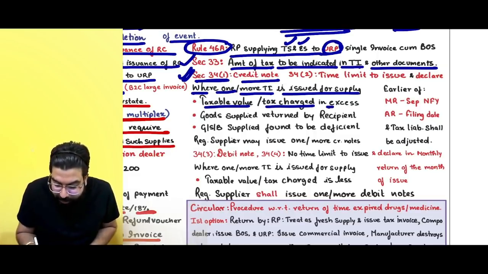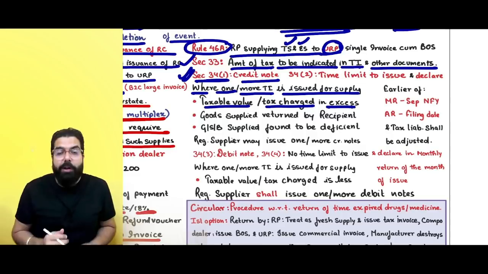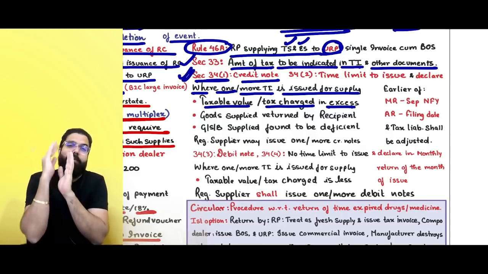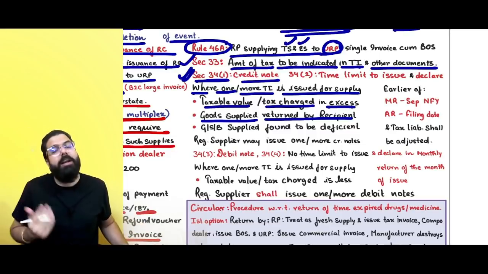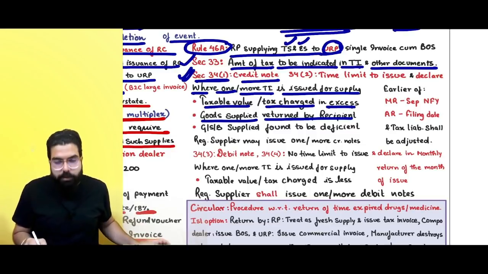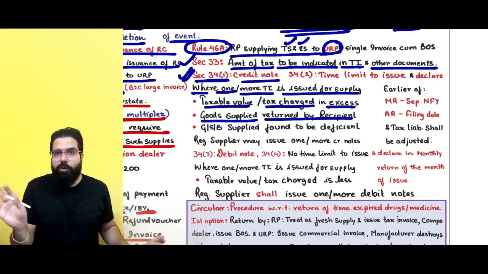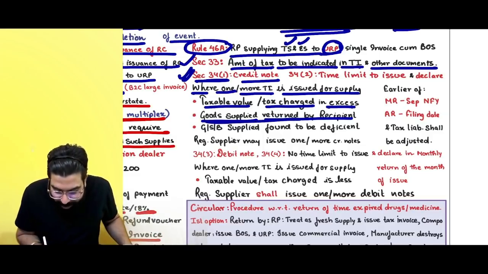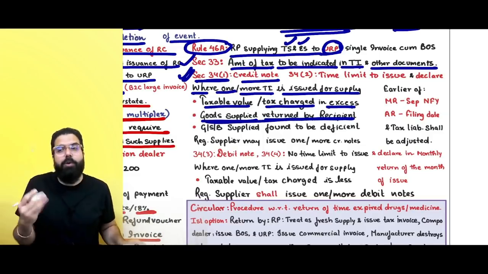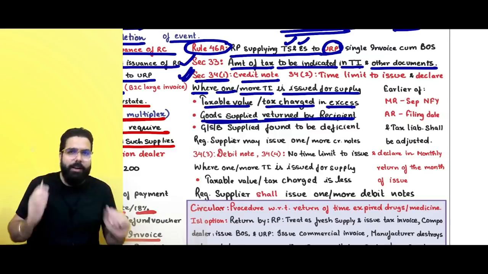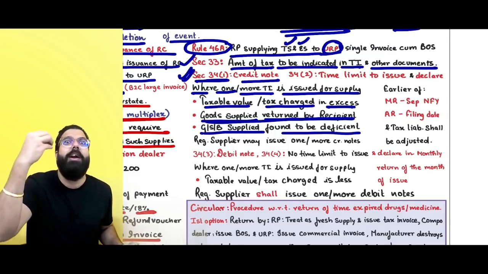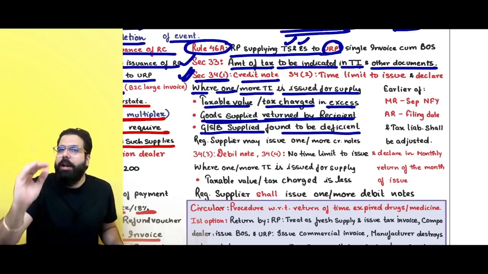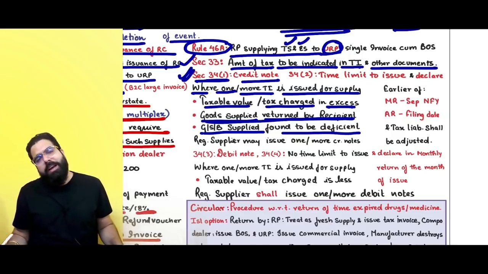Taxable value or tax charged is more, meaning I have charged you more. Then I'll say, sorry sir, you are my creditor. I'll give you a credit note. Also when goods are returned by the recipient. Services can't be returned, goods supplied are returned by the recipient. You have returned me the goods. I'll say, okay sir, you are my creditor, take the credit note. Goods or services supplied found to be deficient: if I have provided less than what was told, then for whatever extra I have charged, I have to give you a credit note.